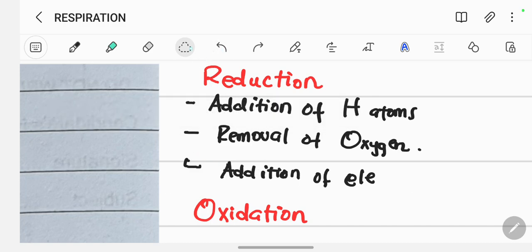So, addition of electrons. Those are all definitions of reduction.